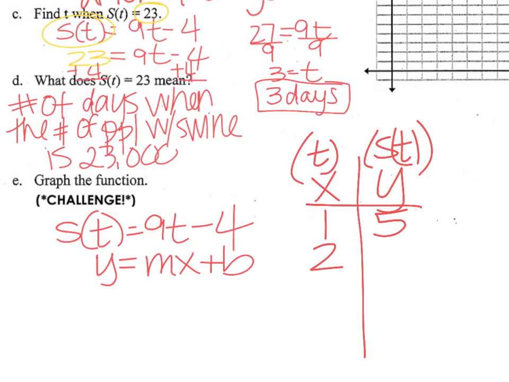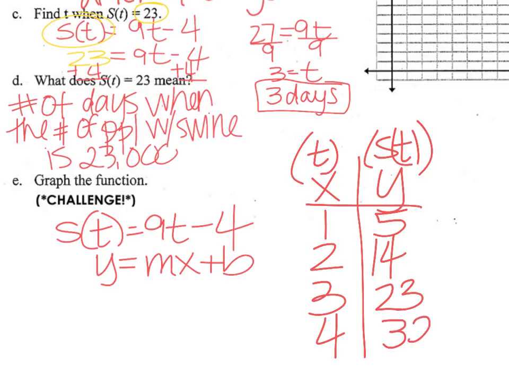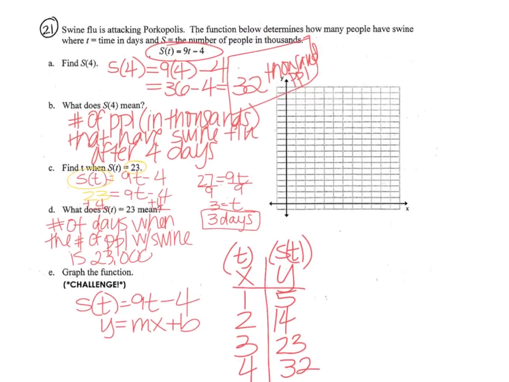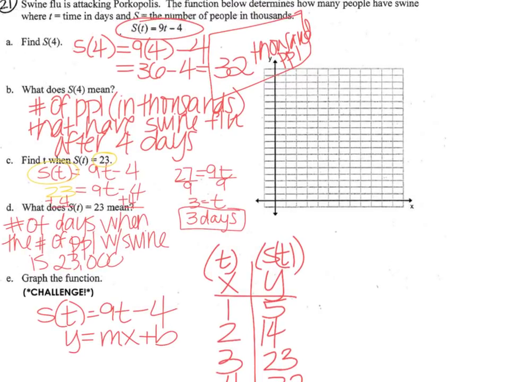Plug in 2 for T, 18 minus 4 gives us 14. Plug in 3 for T, 27 minus 4 gives us 23. Plug in 4 for T, 36 minus 4 gives us 32. And then we would just want to take these points and plot them on our graph. I'm going to erase this up here just so we can use our graph. So we want to label our axes.